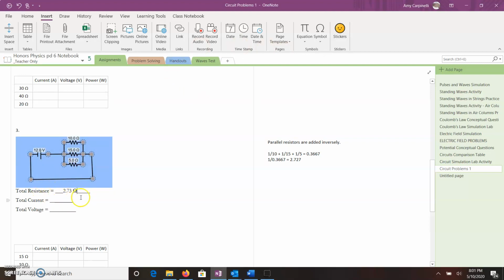Now, here's a little way you could tell you've done that right. When I add resistors in parallel, my total resistance should be lower than the lowest value. So my lowest value was 5. That is lower than 5. I know I did that correctly.